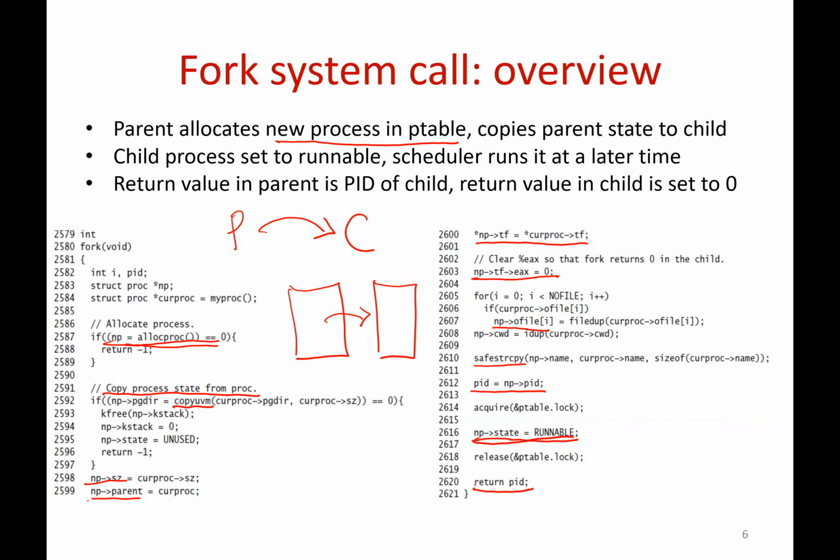And the parent returns with the PID of the child. So the fork system call returns in the parent with the PID of the child. And you clear some value in the struct proc so that the child returns with a value of 0. So this is the code that is run by a parent when it does a fork to spawn a child in xv6.